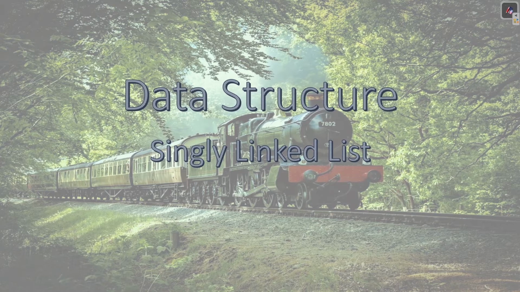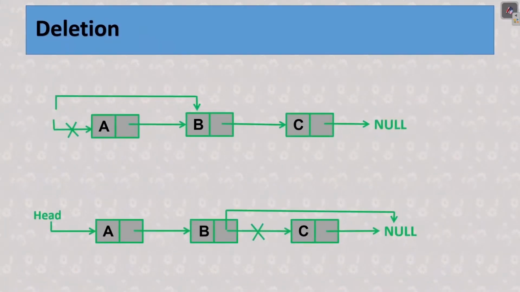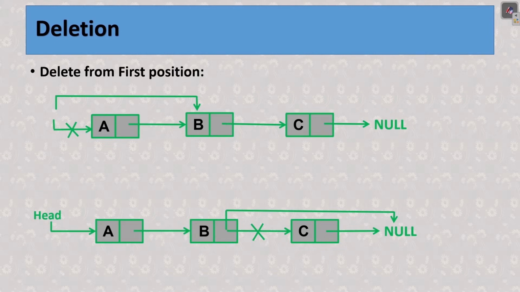Okay, without any delay, let's get started. We can delete a node from a single linked list in three ways. We can delete a node from the beginning position, from the end position, or from an internal position. First of all, we will see how we can delete a node from the first position.